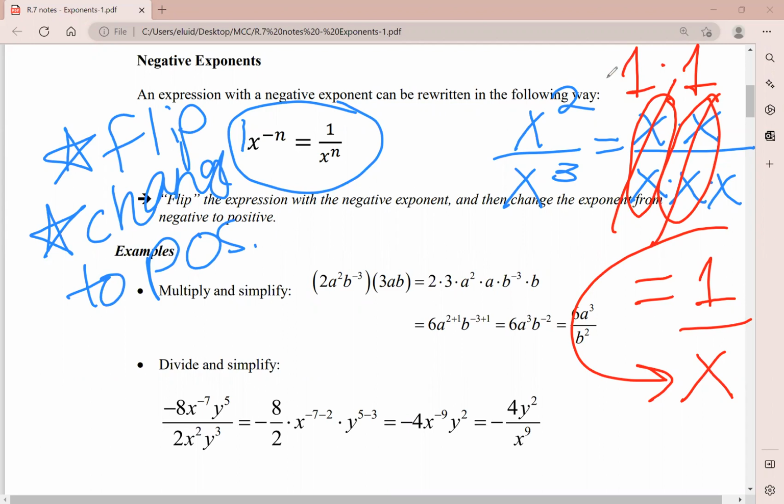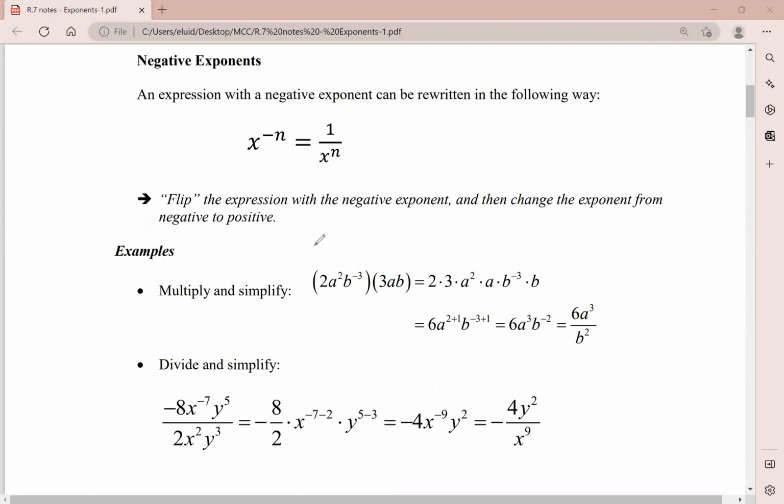Okay, so we have some more examples down below here. We have a multiplication and then a division example. So 2a squared b to the -3 times 3ab. You can see this problem already written out. Basically, we're multiplying the coefficient numbers together. 2 times 3, that's going to be 6. And then we're using the product rule. We're adding exponents when we multiply our variables.